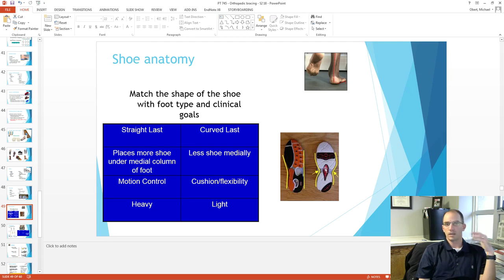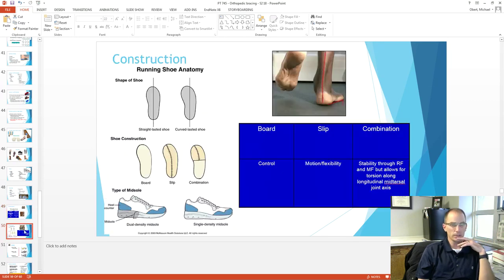If I have a hypersupinated foot, I'm probably going to look at a curved last, whereas if I have an overpronated foot, I'm going to try to find something a little bit straighter. But again, I have to match the patient's foot. The curved lasts tend to be a little bit lighter because we're looking for flexibility and cushion. Whereas with the straight last we're trying to create a little more stability, so they tend to be a little bit heavier, with denser materials.